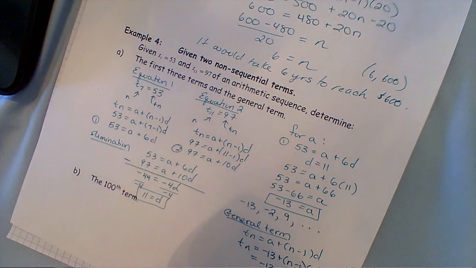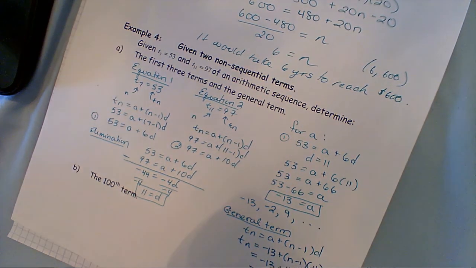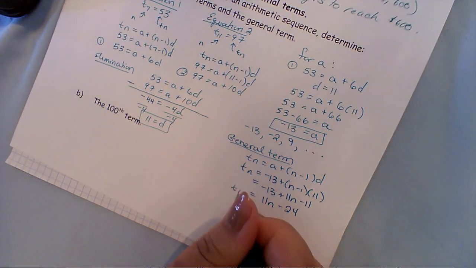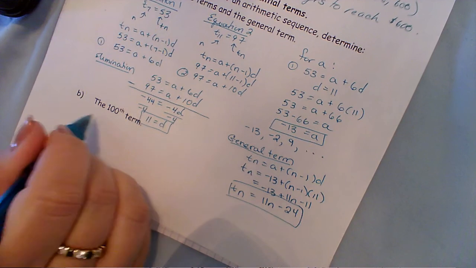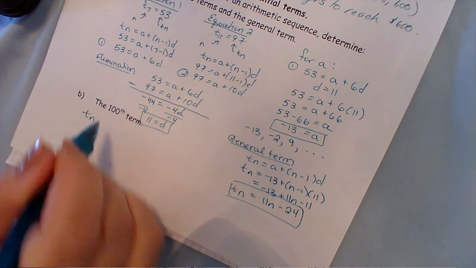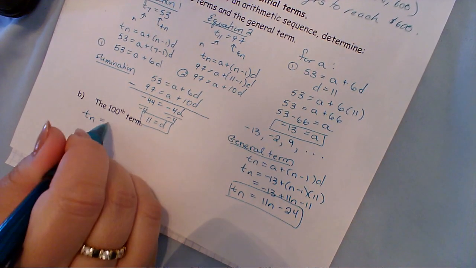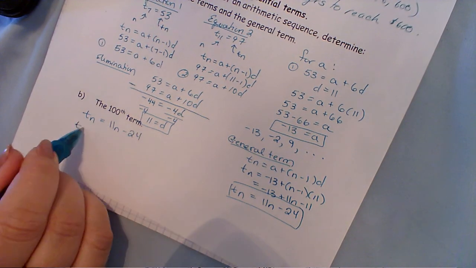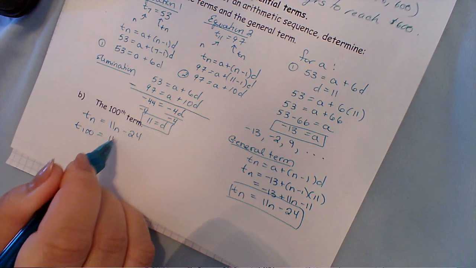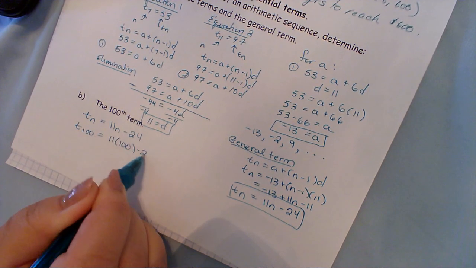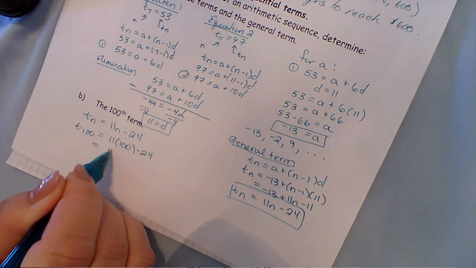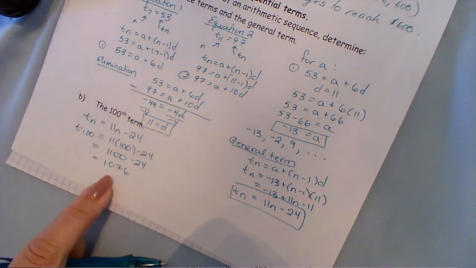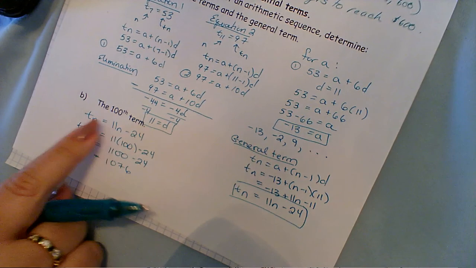And you can go negative 24 plus 11n. It really doesn't matter if you put the 24 first or you put the 11n first. So here's our general term, and we're going to use that in order to find what it's asking us for here. So T100, who would be in the 100th spot? 11 times 100 minus 24. So what is that? 1100 minus 24, which is 1076. So the number 1076 is sitting in the 100th spot.